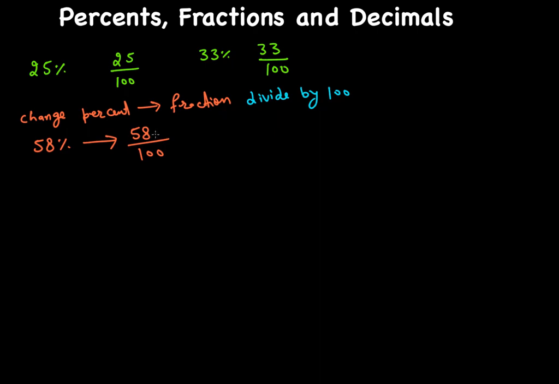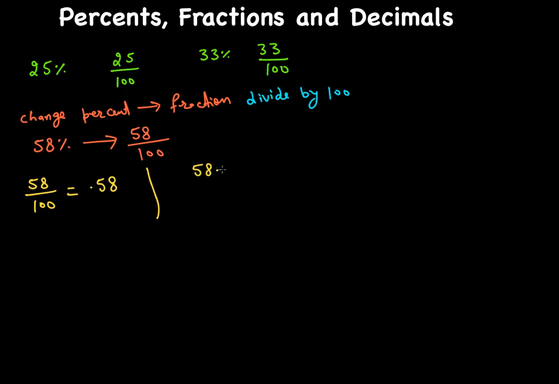Now let's say you want to convert this fraction into a decimal. You got 58 over 100, a fraction, and they want you to change that fraction into a decimal. So basically we're going to divide 58 by 100. That gives me 0.58.